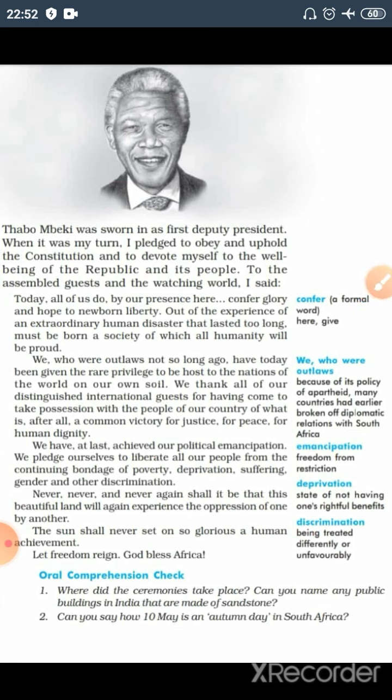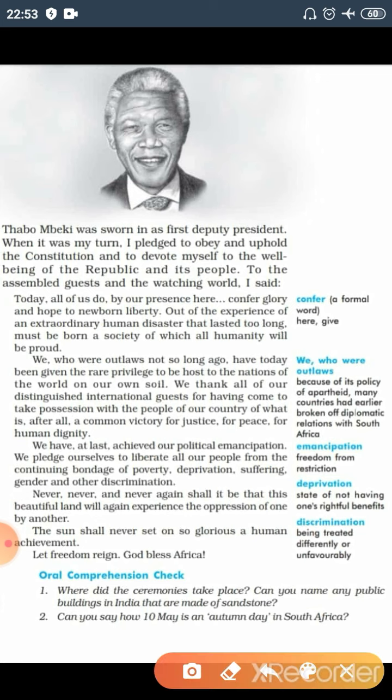Here, to the assembled guests and watching world, I said, today all of us, by our presence here, confer glory and hope to a newborn liberty. Out of the experience of an extraordinary human disaster that lasted too long, must be born a society of which all humanity will be proud. We, who were outlaws not so long ago, have today been given the rare privilege to be host to the nations of the world on our own soil. We thank all our distinguished international guests for having come to take possession with the people of our country of what is, after all, a common victory for justice, for peace, for human dignity.